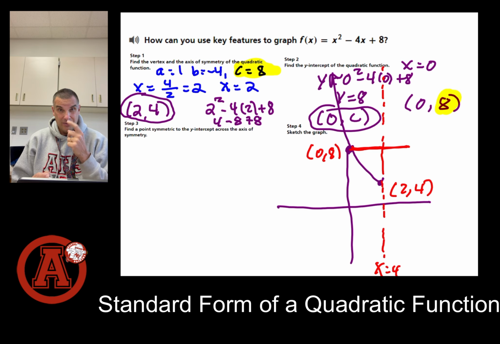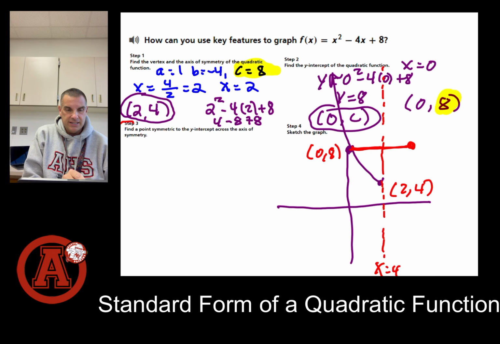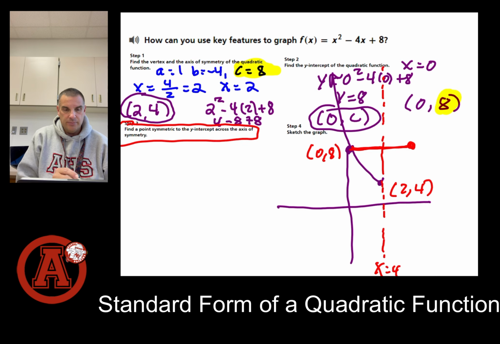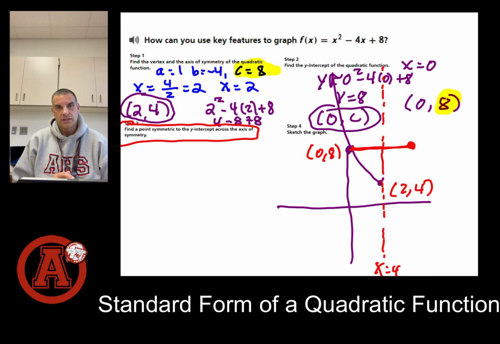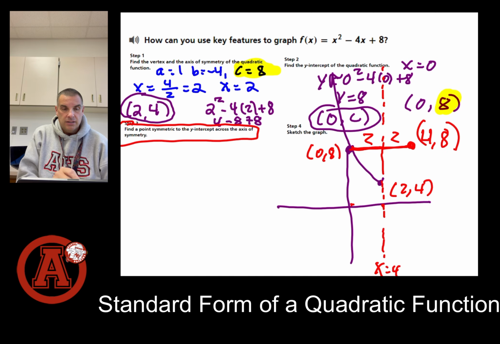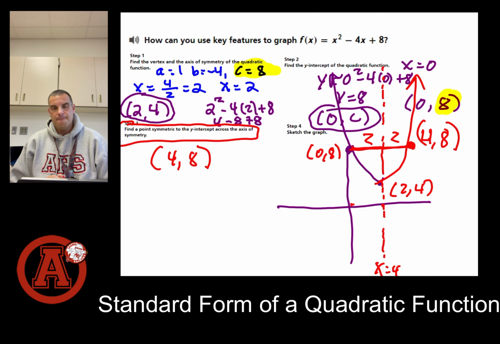So if we need to find a third point to help us graph this, if I can name this point, I've got that third point. That's what step 3 is: finding that point symmetric to the y-intercept. This distance right here is 2, so that distance has to be 2. 2 plus 2 is 4. So the point symmetric to it is the point (4, 8). And my graph is going to go something like that.